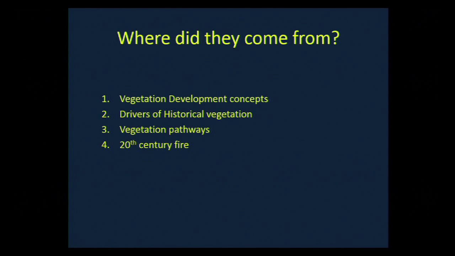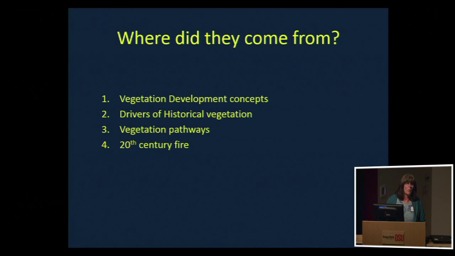So, in terms of trying to answer the question of where did they come from, I'm going to talk a little bit about just some general vegetation development concepts, really look at what some of the key influences were on our historical vegetation, and look at the resultant vegetation pathways, and then bring us up into the 20th century in terms of looking mostly at fire.